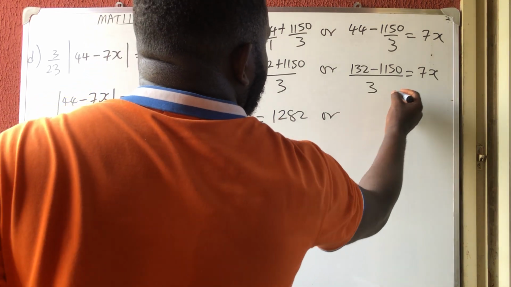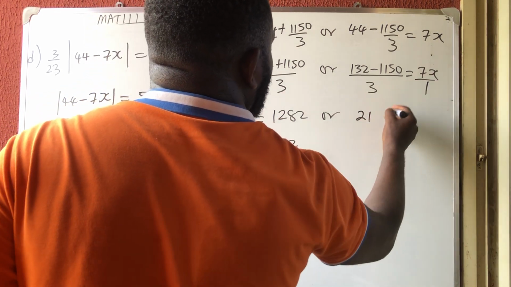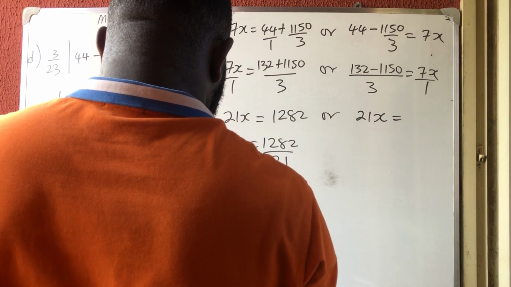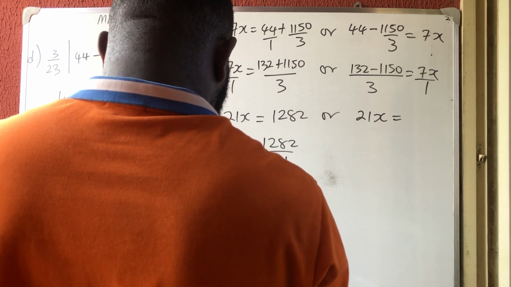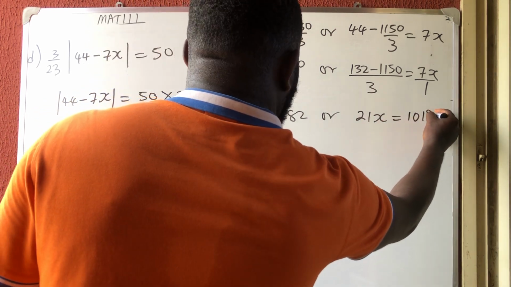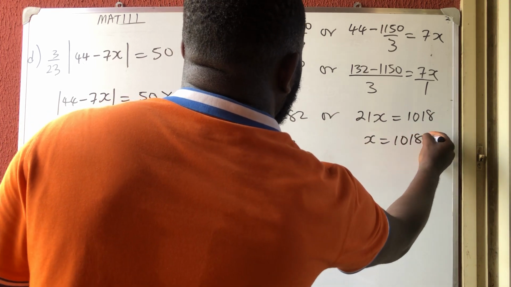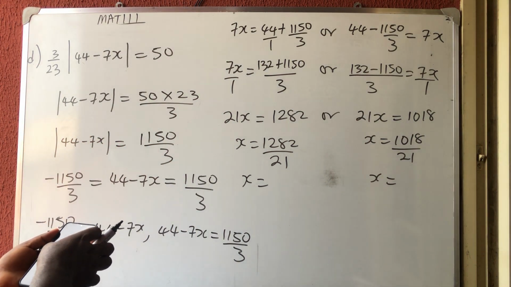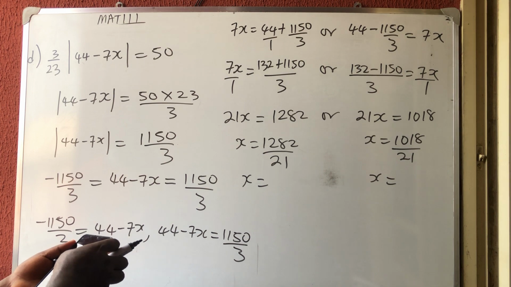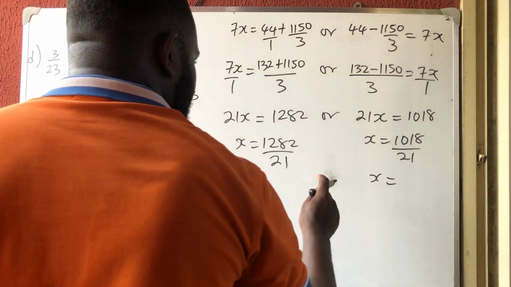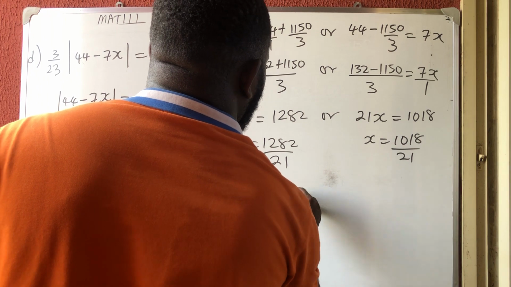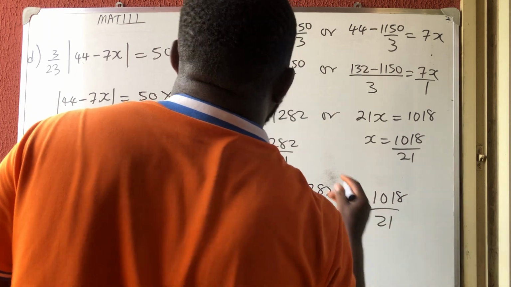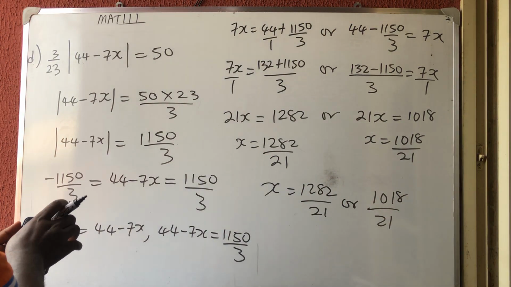Or this one will give you the same thing here. This time 21x is equal to 1150 minus 132. So I'm having 1018. So therefore x is 1018 divided by 21. So I'm having 4 point something. So this can be the answer. So x is equal to 1282 divided by 21, or 1018 divided by 21. So that is that for D. So let's go to the next one.